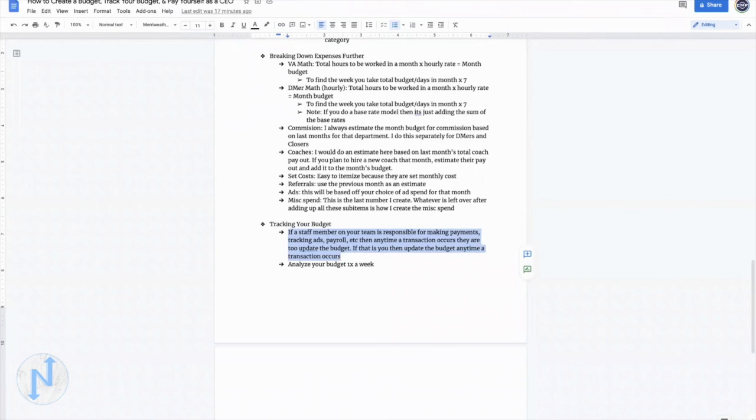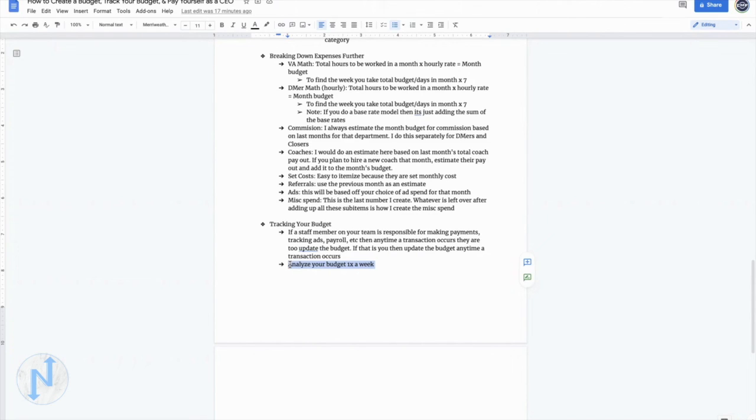So yeah, anytime a transaction occurs, you're going to go into the budget. You're going to make sure it's most up to date. Now you, the CEO, until you have somebody who's completely in control of your finances, which would be called a CFO, you as the CEO are in charge of making sure that this budget is being hit, right? So you're going to have to be good with money. You're going to have to make sure that you check this at least once a week.